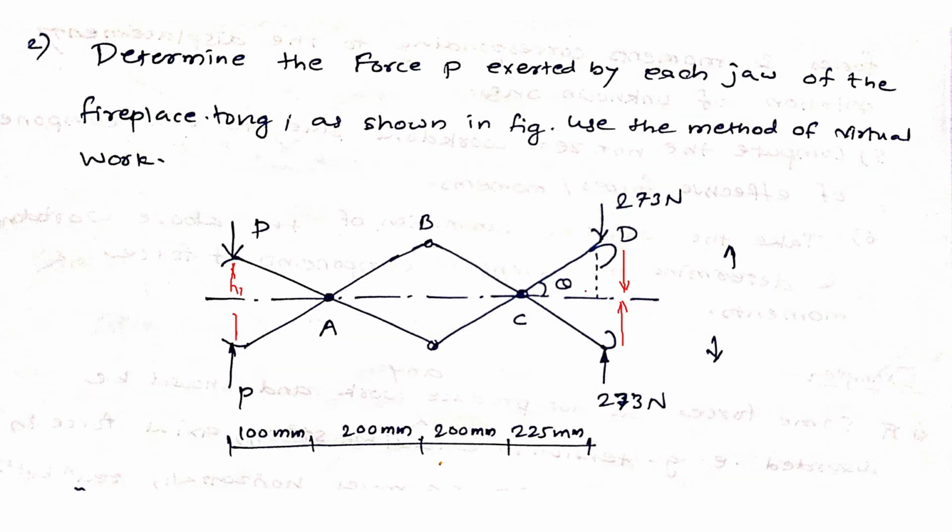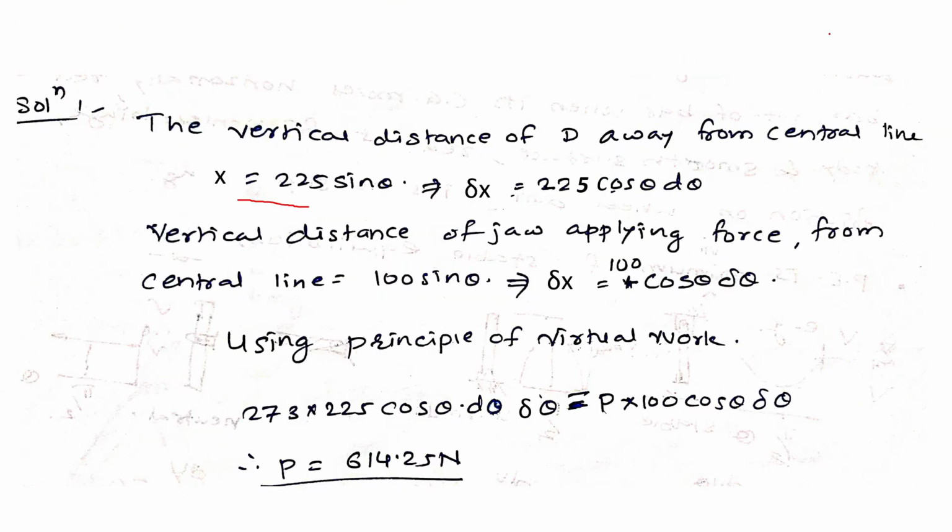So this you can see, dear student, this side is 225 and this vertical displacement x is equal to 225 sine theta. So del x is nothing but the derivative of that. So that is equal to 225 cos theta del theta, right?